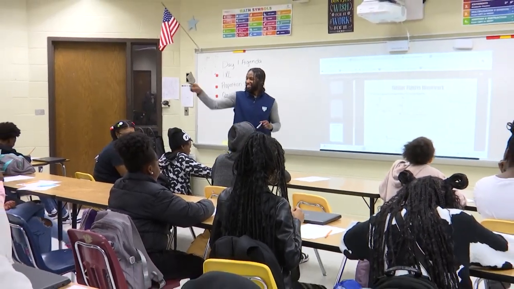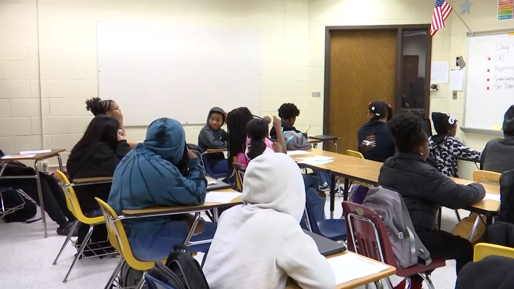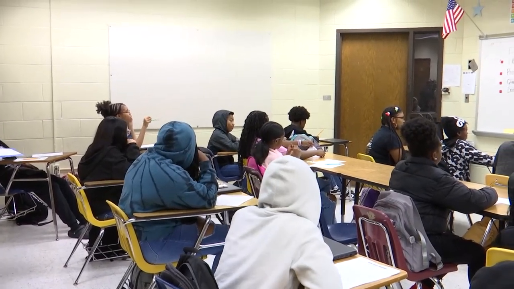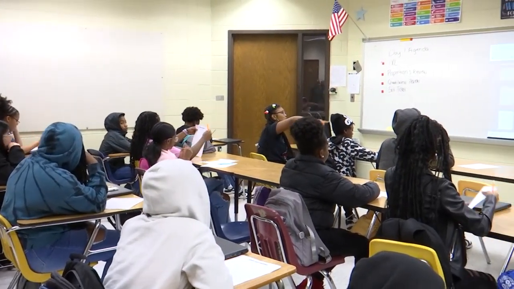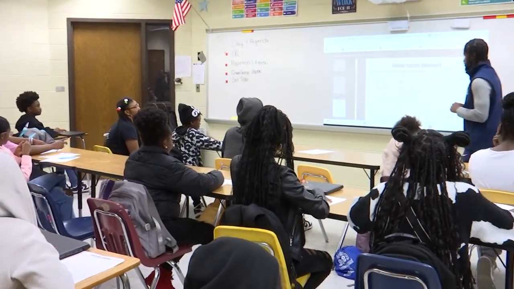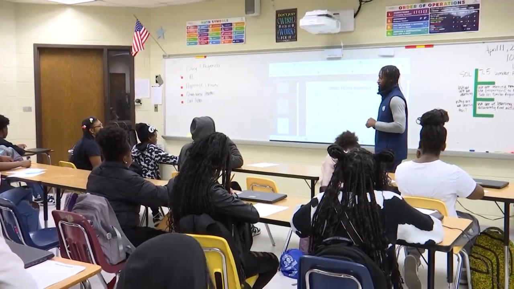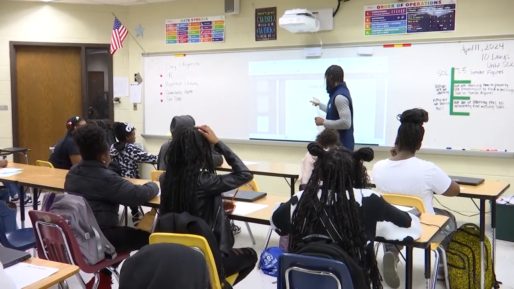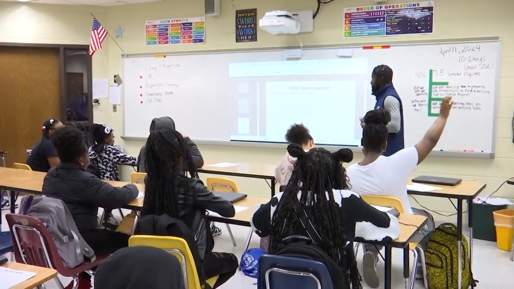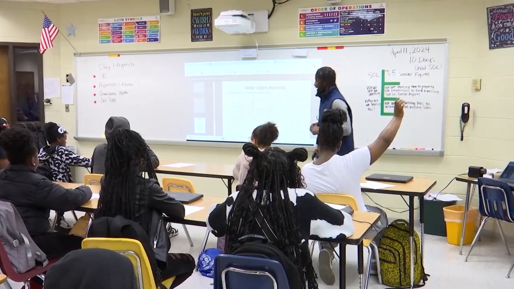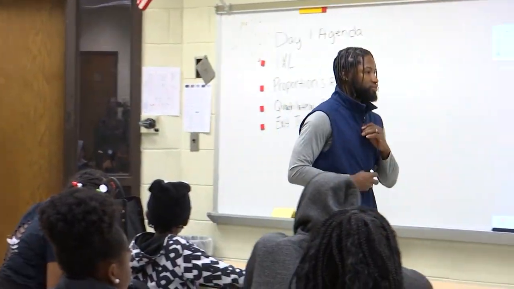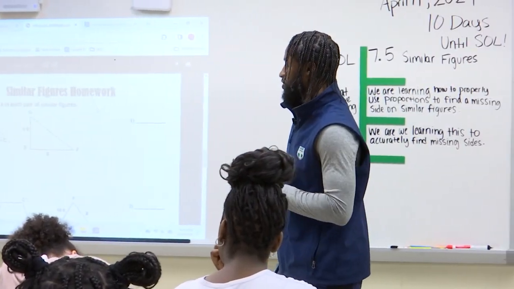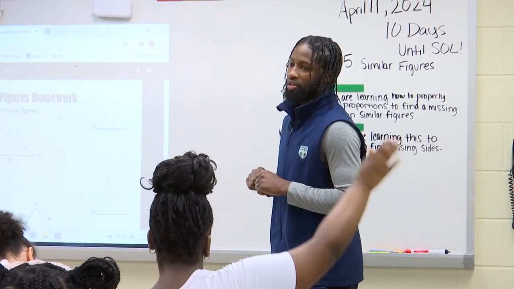Raise your hand. Deanna. Okay, London. So you see alphabets on here, right? For this one, we see A, B, C, and then we see D, E, F. So you see alphabetical order. So you said that similar figures, they have letters. Okay, what else do we see?